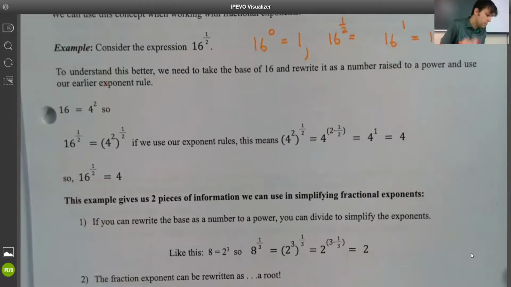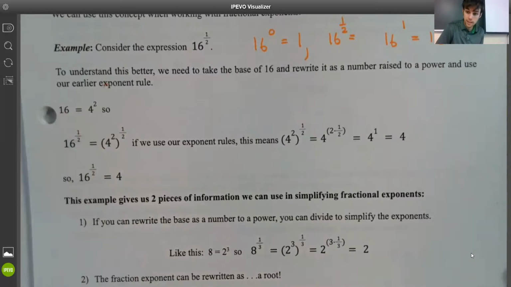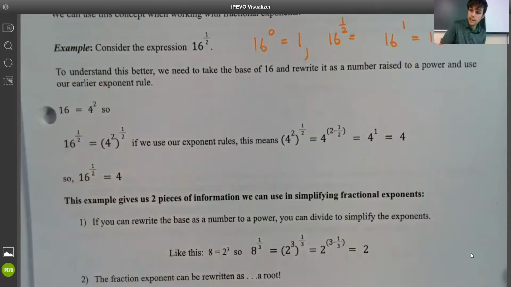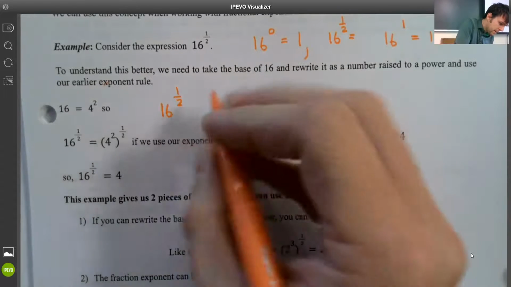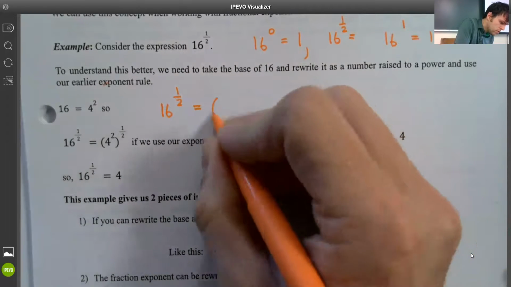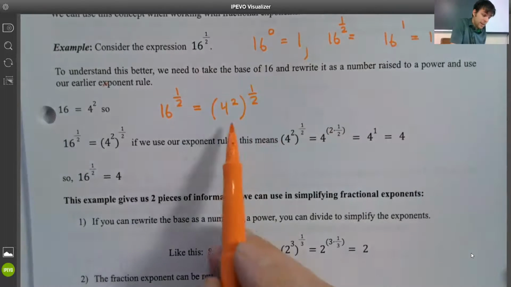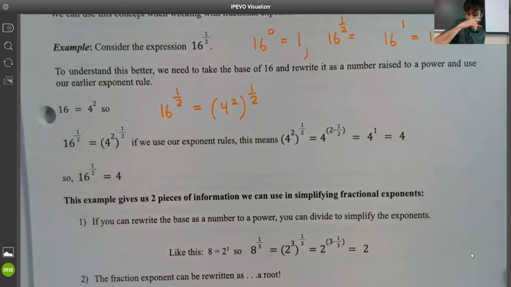So it's important to remember that 16 can be written as 4 to the 2nd power. That's just simply another way to write that, right? So rather than writing 16 to the 1/2, we can rewrite that base, right? So 16 to the 1/2 is equivalent to 4 squared to the 1/2. And that's because 4 squared is equal to 16. 4 times 4 is 16. So I'm just writing it in a slightly different way.